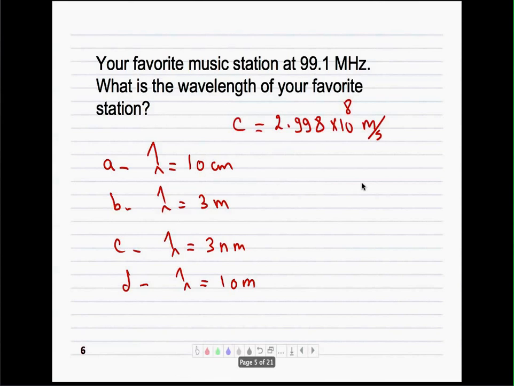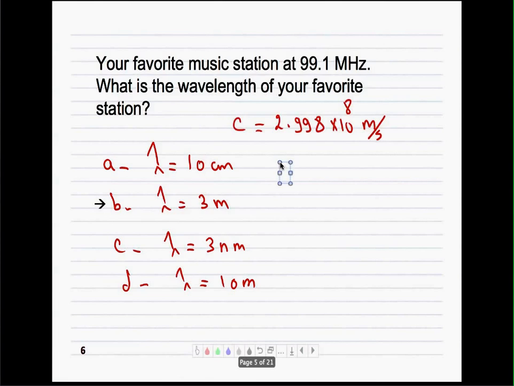Check what you think. So I have B as 78%. B is the right answer. So again, it's frequency and wavelength. The frequency equals c over lambda. In this case, we need to calculate lambda, so lambda equals c over the frequency.